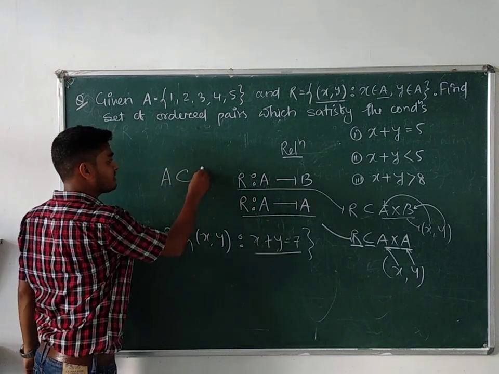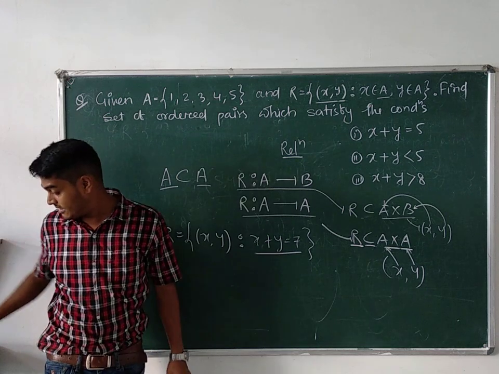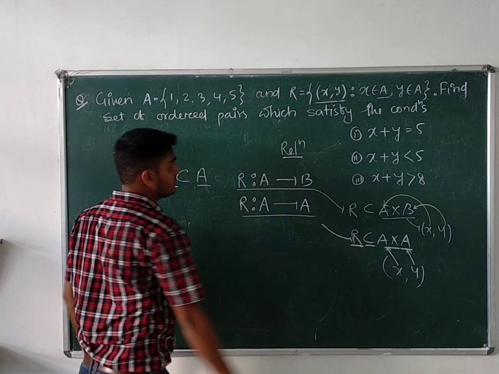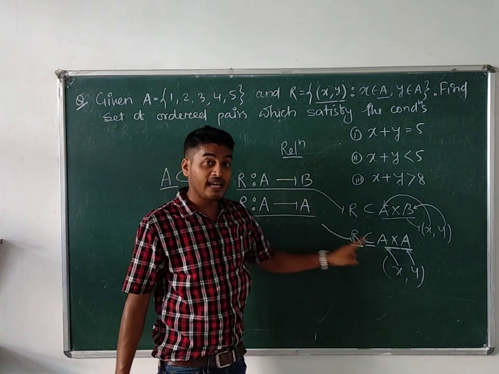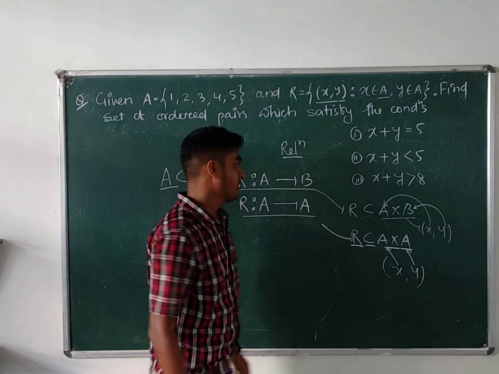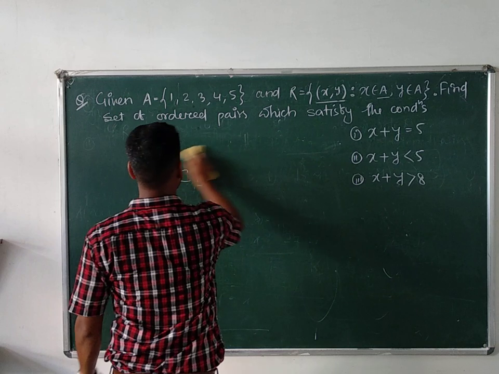Subset means that both the sets may be equal also. Somewhere they may be equal. So in this case also, if no restriction is given, then that relation will represent exactly A cross A or A cross B, exactly defined. Okay, so if there is no extra condition given, then that relation exactly defines the set.